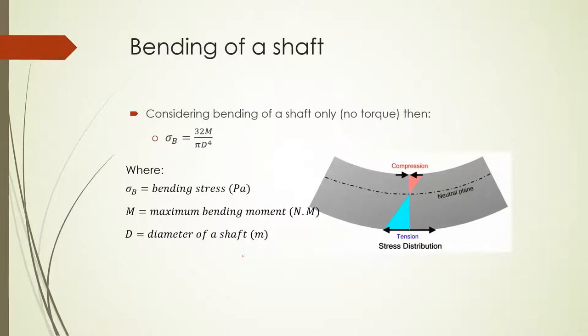What is the bending of a shaft on its own? We are not combining them as yet. We're just dealing with the bending of a shaft. How do we calculate the bending of a shaft, considering bending only, no torque for now? Although we are going to have a combination of it later on. Guys, we can manipulate them. It's there in our formula sheet, in our textbooks.